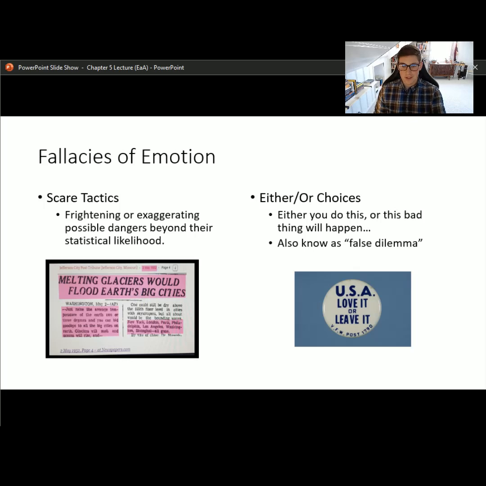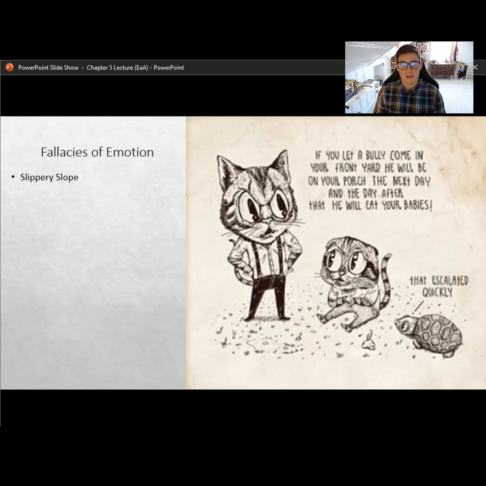So with this little button, we get the idea. The argument here is that if you don't love the USA as it is now, leave. But that leaves out the entire category of options of making structural, political, foundational change to the place that you live. That's a much more detailed argument than one or the other. So again, with logical fallacies, we just want to be aware of those ideas.